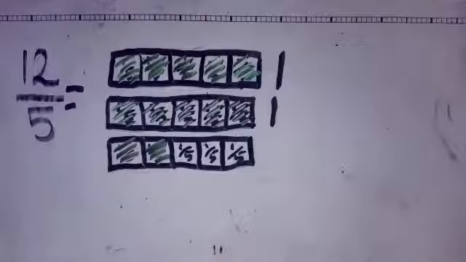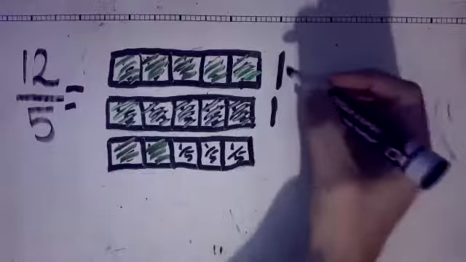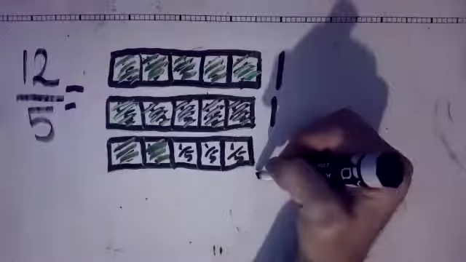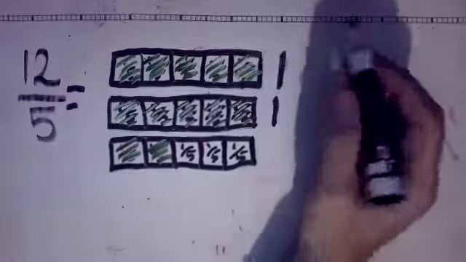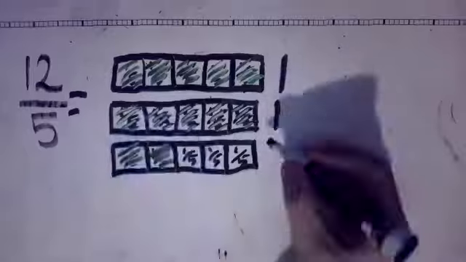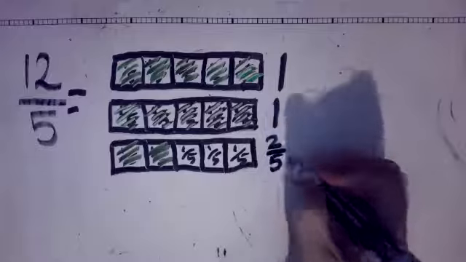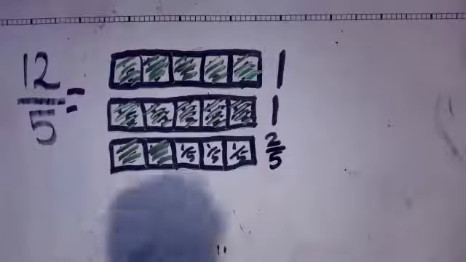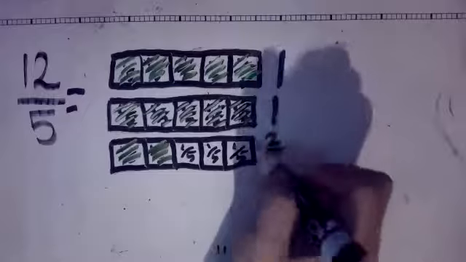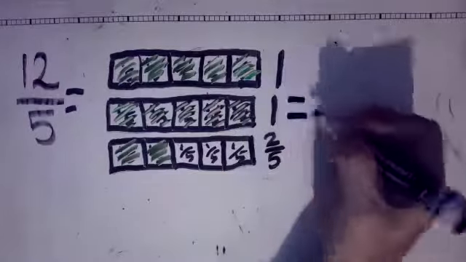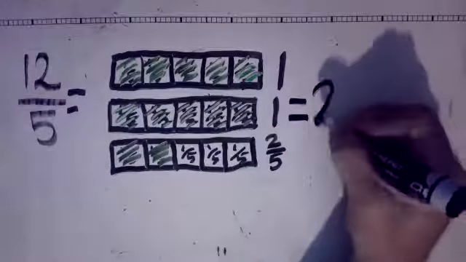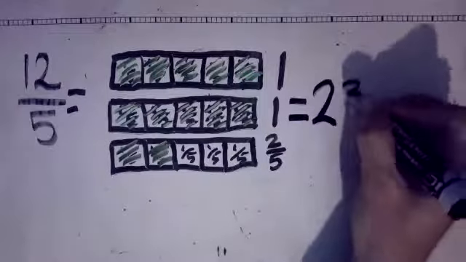And so I know immediately, even before I count anything, that my answer is going to be somewhere between 2 and 3, because I filled up 2 holes and I didn't fill in a third hole. What I have is 2/5 filled in. And so I can look at this and say, I have 1, 2, and 2/5. So all of this equals 2 and 2/5.